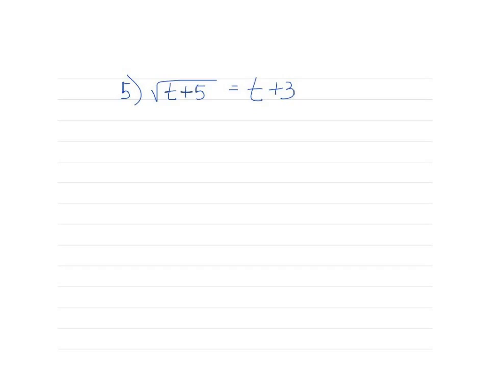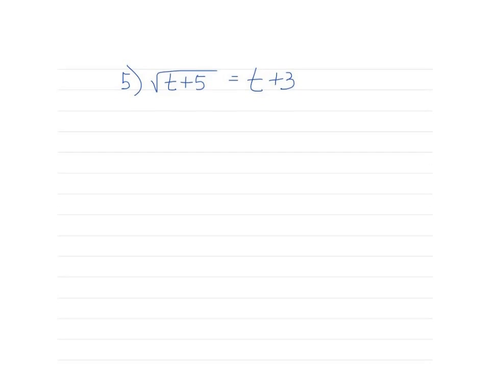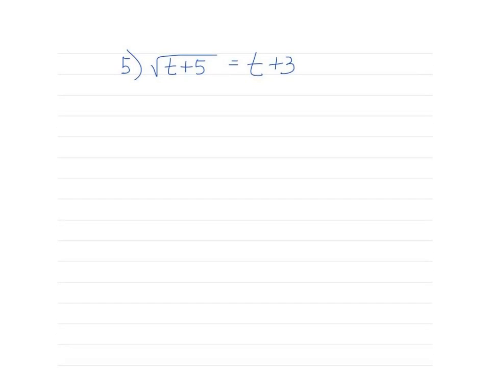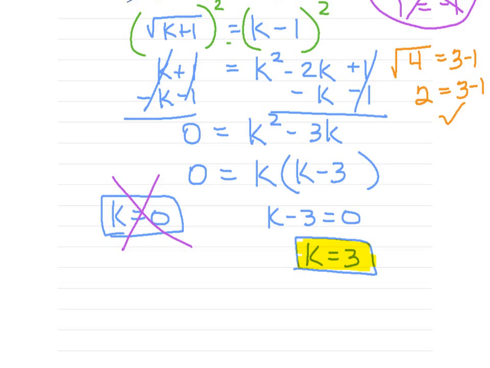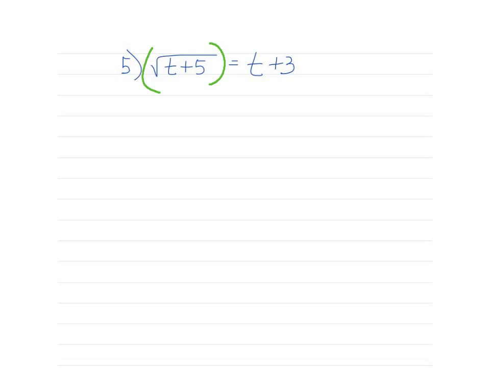Okay, let's go on to number 5. Number 5. Radical t plus 5 is equal to t plus 3. Let's start by squaring both sides of my equation to get rid of the radical symbol. Okay? So here we go.